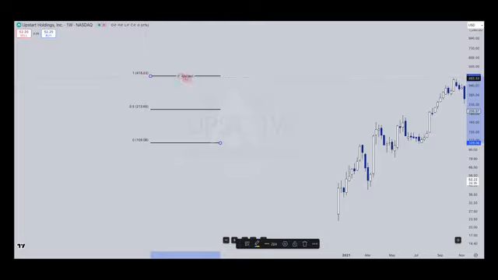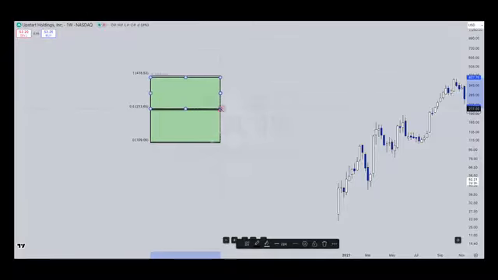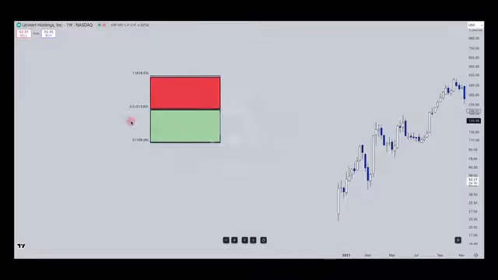So this 50% will show you the equilibrium point. One section should show you the discount portion, and one section should show you the premium portion. So one section shows you the discount, one section shows you the premium. That's the Fibonacci tool. Okay.